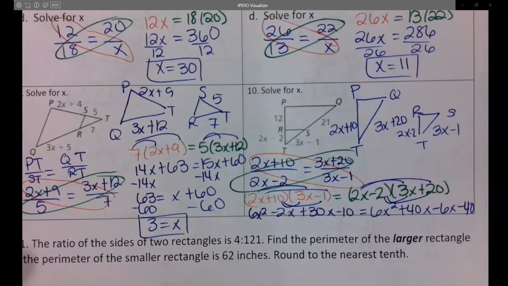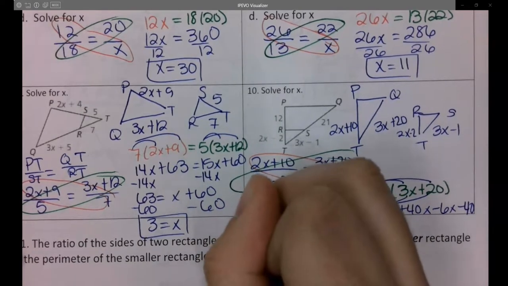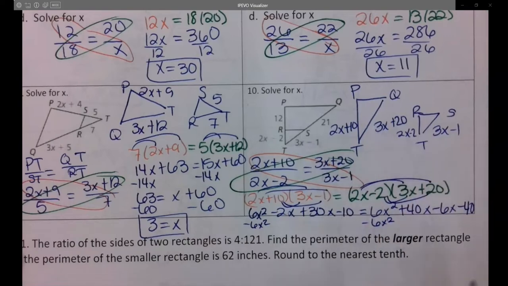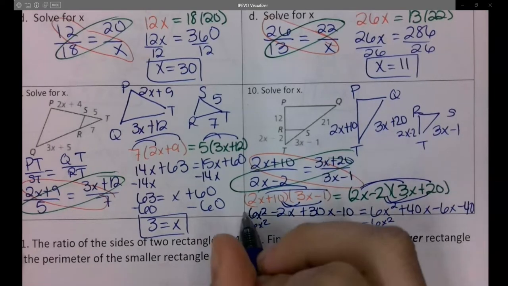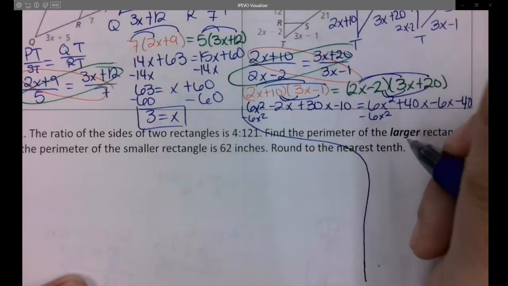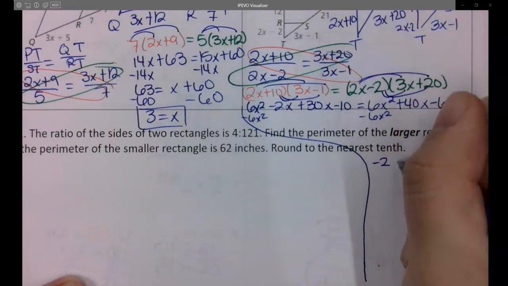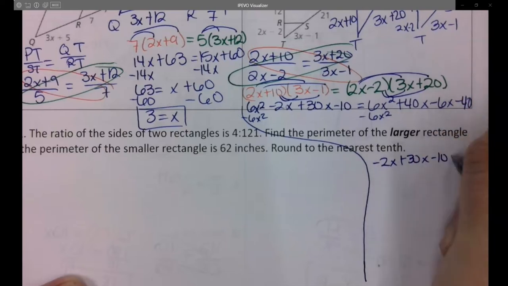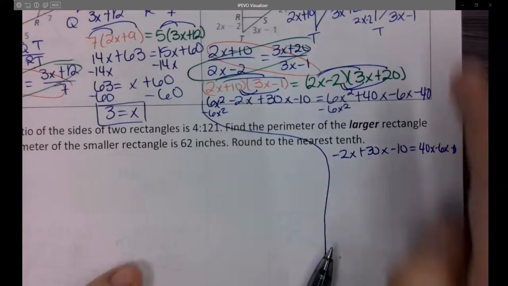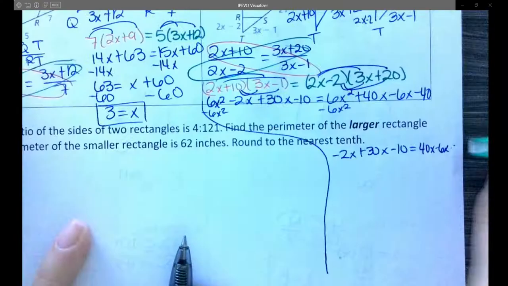Okay. Then I'm going to go ahead and combine like terms. So I'm going to start by subtracting 6x squared on both sides, which I am going to borrow the space down here. So that's going to cancel out 6x squared on both sides. Then I have negative 2x plus 30x minus 10 equals 40x minus 6x minus 40. That is off the screen. And the minus 40 looks weird.